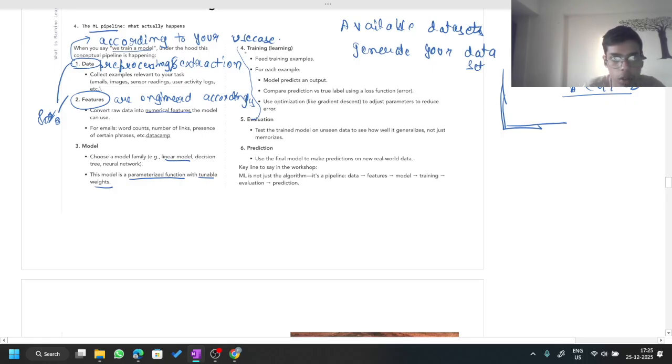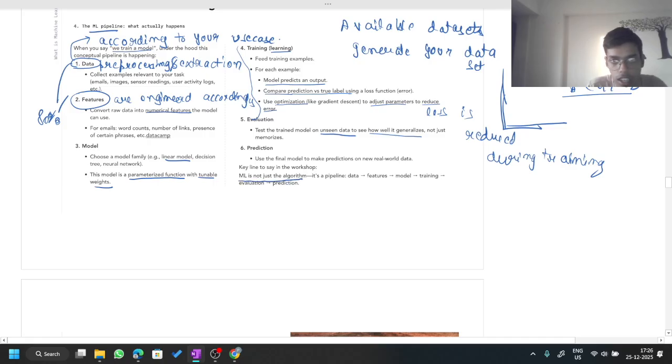Once you select a model, training or learning occurs based on the data you provide. In each case, the model predicts an output and compares the prediction with the true label. Then optimization is done to adjust parameters to reduce error, or you can say loss is reduced during training. Then evaluation is done on unseen data to see how well it generalizes. After the evaluation is passed, we use it to predict things in our daily life and we deploy it as a working model.